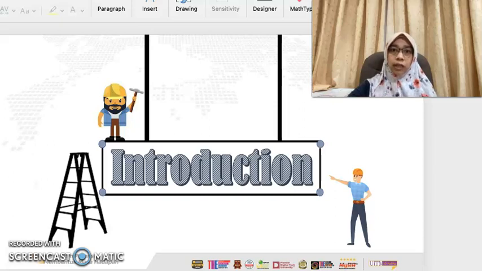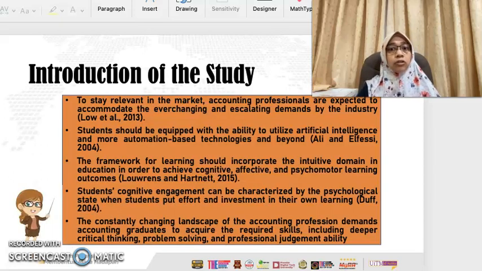So now we move on to the introduction. For accounting to stay relevant in the market, accounting professionals are expected to accommodate the ever-changing and escalating demand by the industry. Students, therefore, should be equipped with the ability to utilize artificial intelligence and more automation-based technologies and beyond. The framework for learning should incorporate the intuitive domain in education in order to achieve cognitive, affective, and psychomotor learning outcomes. Students' cognitive engagement can be characterized by the psychological state where students put effort and investment in their own learning.